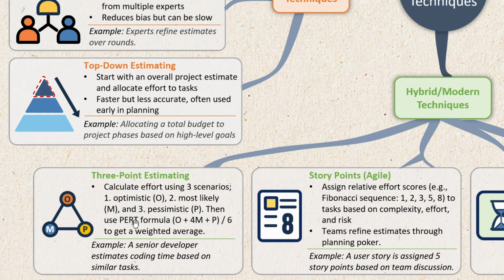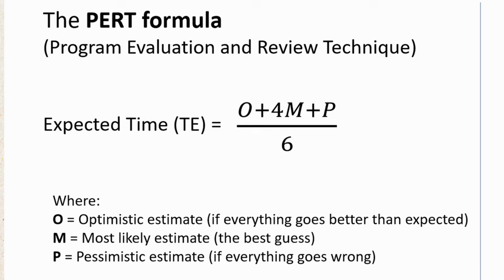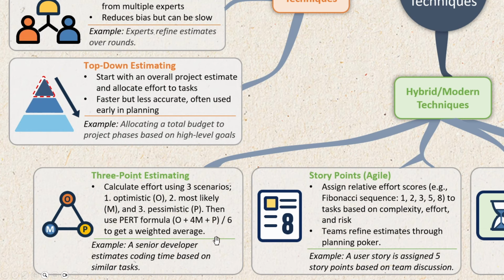Then we use PERT formula, so it goes like this. We add up estimates from optimistic scenario to 4 times the estimates of most likely scenario to the estimates from pessimistic scenario, and we divide the sum of these hours by 6 to get a weighted average. This formula ensures that we balance risk and improve accuracy. Let's take a specific example. Let's say our task estimates are like this.